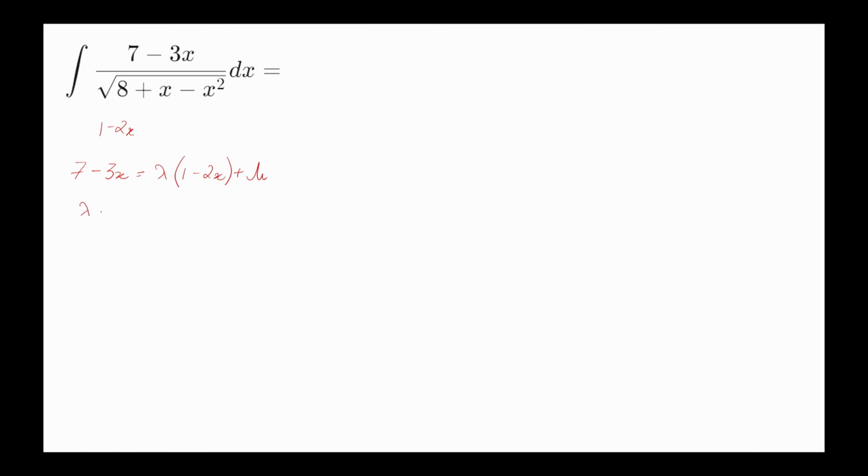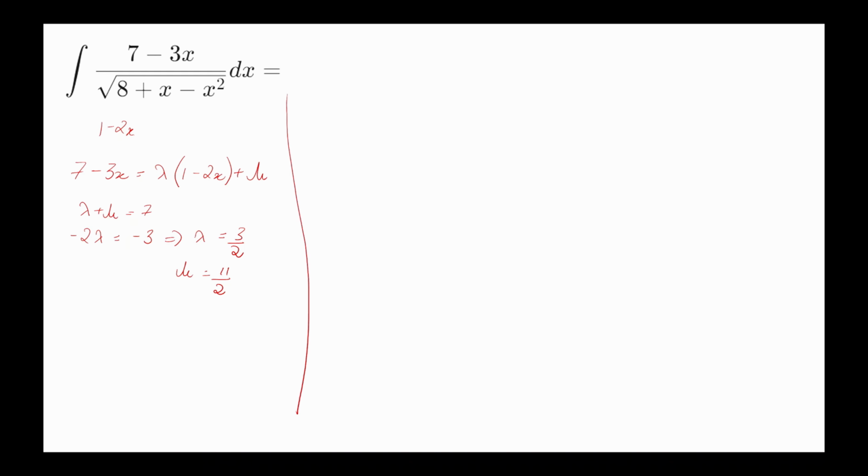So what would my lambda become? My lambda plus mu would be equal to 7, and my minus 2 lambda would be equal to minus 3. So I would get my lambda to be equal to 3 by 2, and from here I would get my mu to be equal to 11 by 2. So I've gotten my values of lambda and mu.